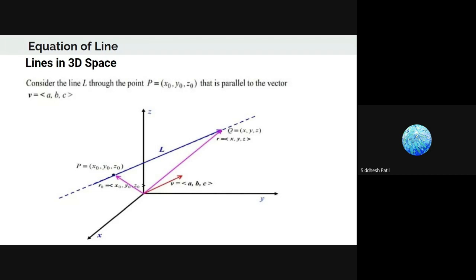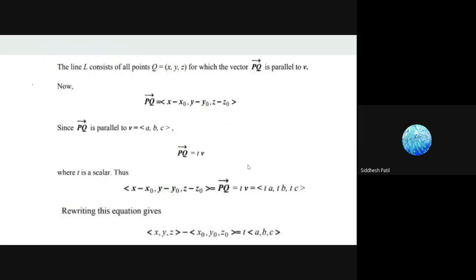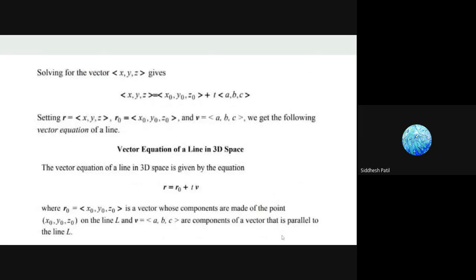So now, as we know, PQ is parallel to V. So we can multiply V by any scalar like t, and then it will become x minus x naught, comma y minus y naught, comma z minus z naught is equal to vector PQ, which can also be written as tV, and then the coordinates can be written as ta, comma tb, comma tc. So when we rewrite this equation, we can take t outside and write abc. t can be common for that. So this is basically what lines in 3D space is like.